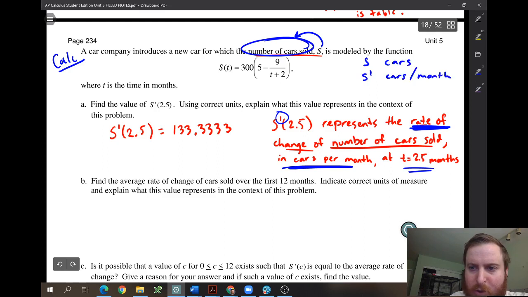And then if we had to do a derivative again, S double prime would have been cars per month squared, right? We just keep adding on per time. So that's how that works.